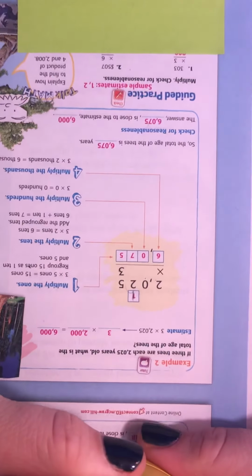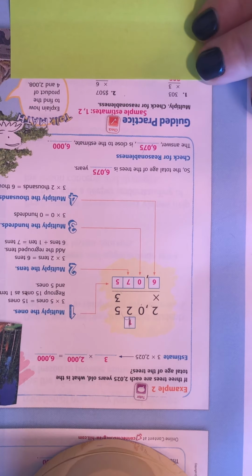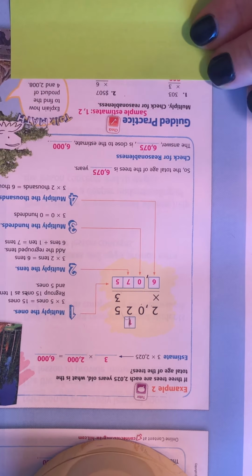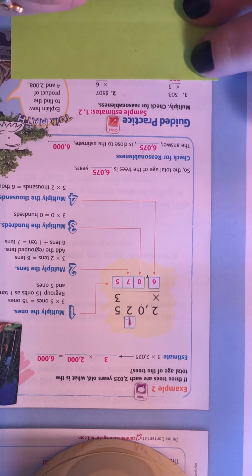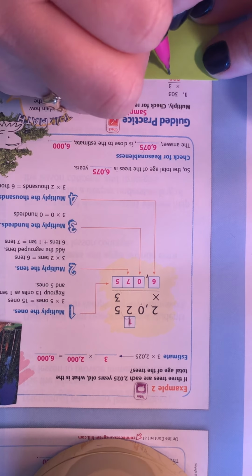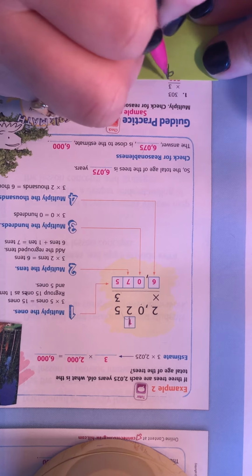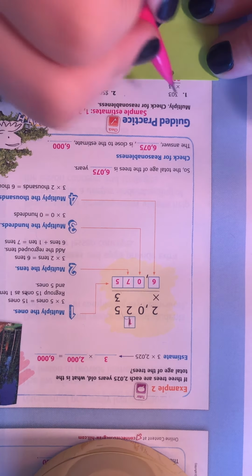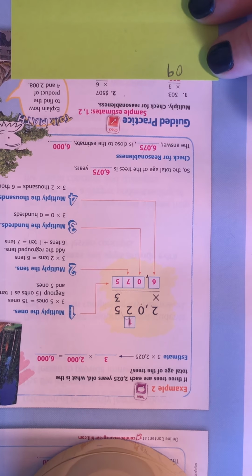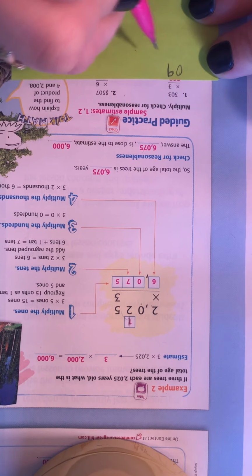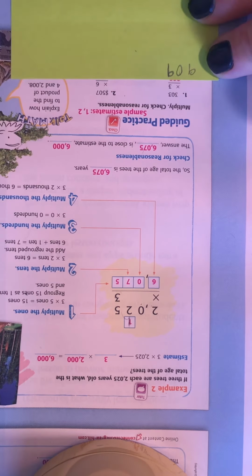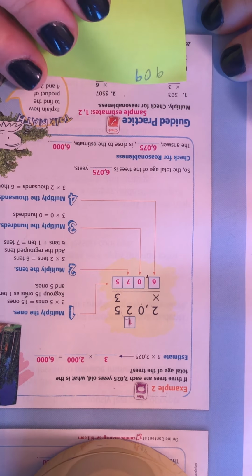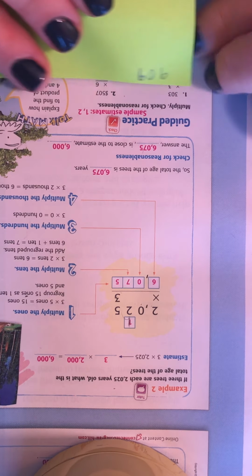So if we look over here at our guided practice, we're going to solve it the same way. We're going to regroup. So first we're going to multiply our ones together. So if you look, we have 3 times 3. That's going to give us 9. Then we do 3 times 0, that is going to give us 0. And then we do our 3 times 3. That is going to give us 9 again. So our answer there is going to be 909.